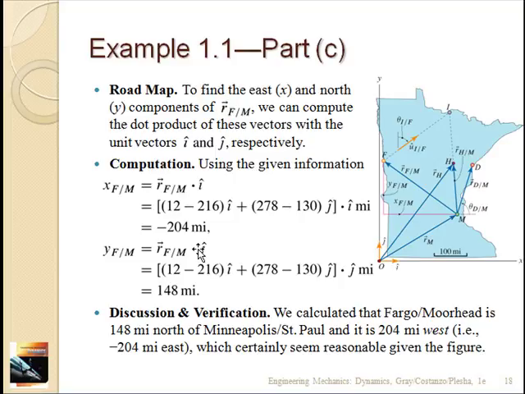Okay, and so for the x of the relative vector, we get minus 204 miles. All right, the y of the relative vector is 12 minus 216i plus 278 minus 130j, and dotted with j, so it's really just this term, and so we get 148. So we could have skipped the dotting part. We could have just taken this term for the y, this term for the x, and it would have been the same thing. So x is minus 204, which is from this term. Y is 148 from this term.